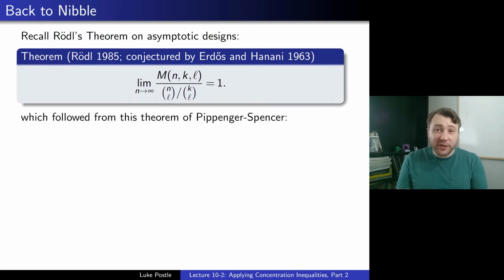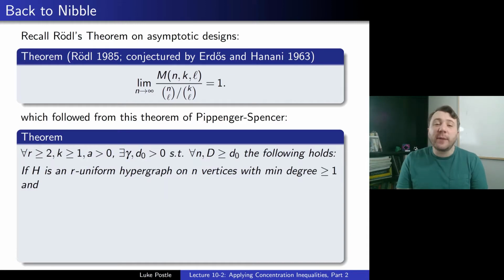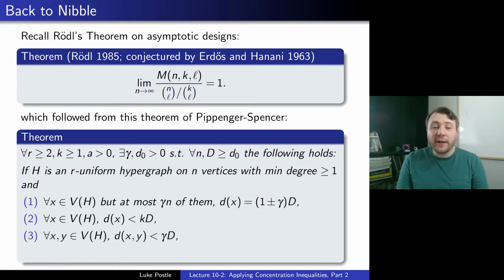We actually showed that that followed from a more general theorem of Pippenger-Spencer, which was about hypergraphs. So it said if H is an r-uniform hypergraph on n vertices with minimum degree at least 1, and you satisfied 3 conditions. That it's roughly regular, so for every x, but at most gamma n of them, d(x) is 1 plus or minus gamma times d, and plus or minus again just means in a range there.